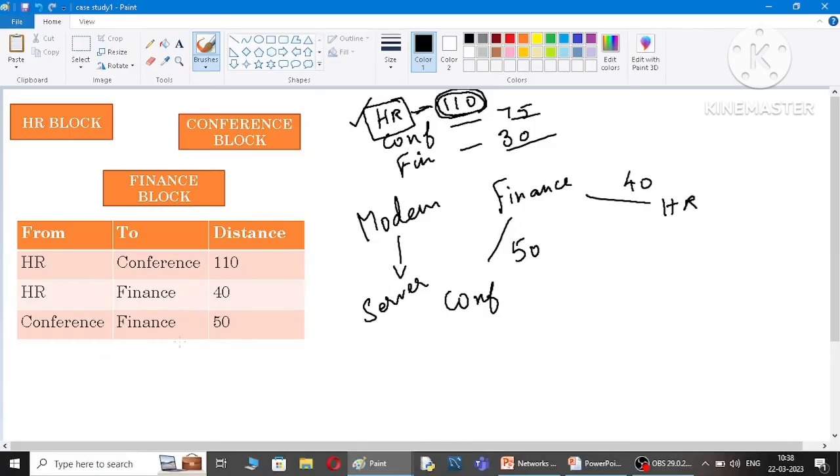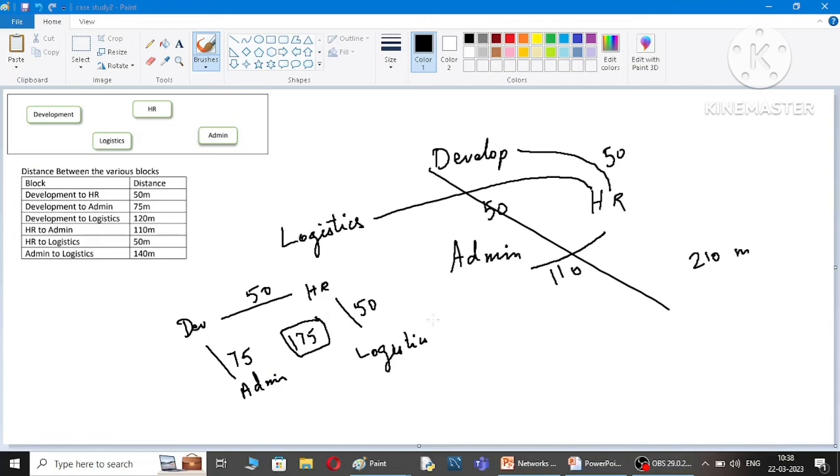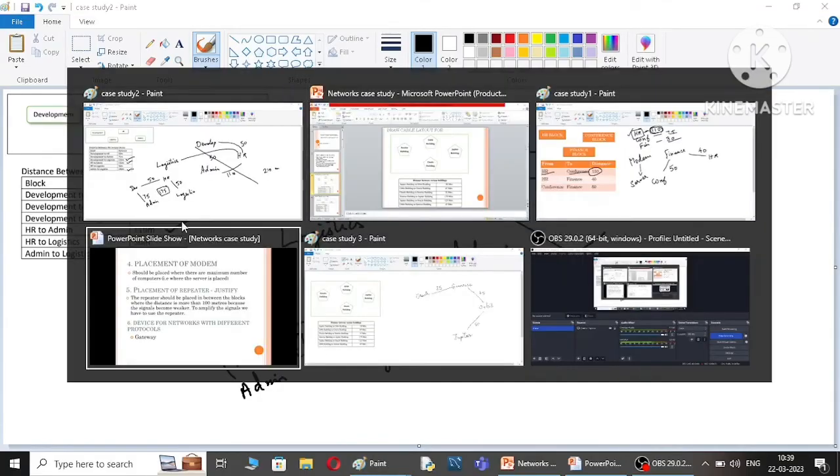Look at this example. Here, which block requires a repeater? This one, because the distance is 110. The repeater should be placed between HR and conference as the distance is 110 meters. You can also look into this one. Here, the repeater should be placed between development to logistics block, HR to admin block, admin to logistics block, because the distance between these blocks is more than 100 meters. This is how you have to give the justification.